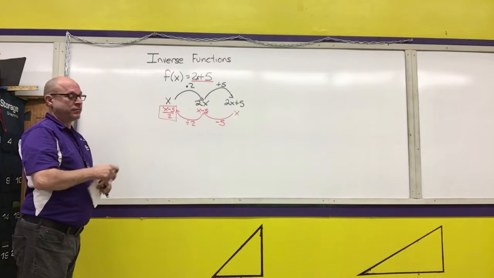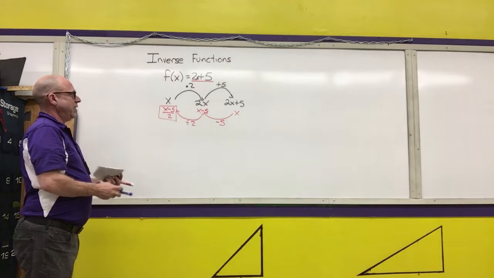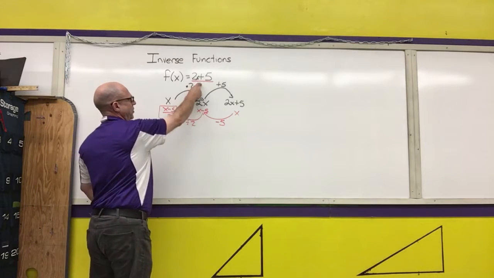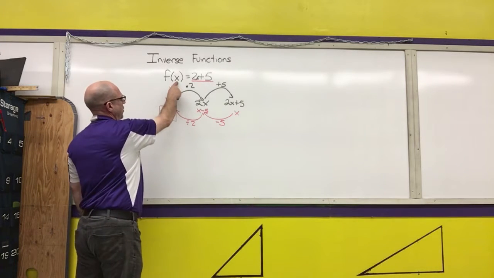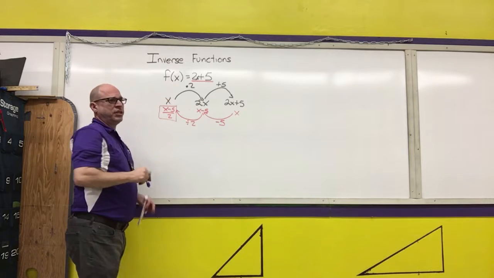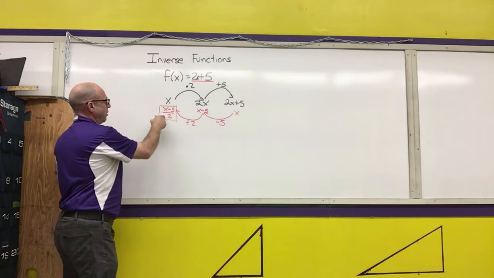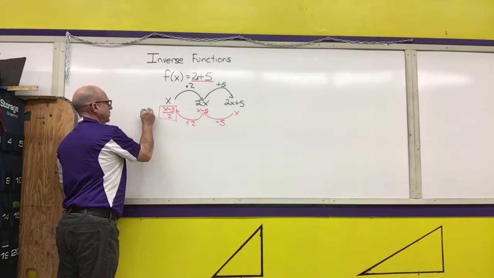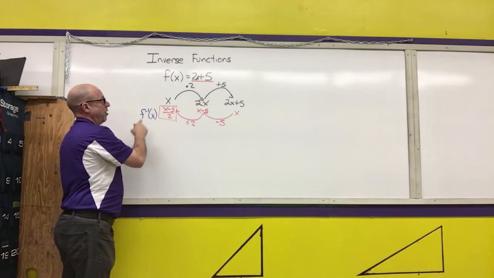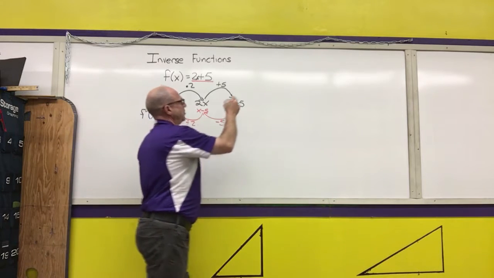So if 2x plus 5 is my function, informally, x minus 5 over 2 would be my inverse function. The way that you verify that this is in fact the inverse of that function is you compose this function with this function in both directions. So I'm going to call this f inverse of x, and now I'm going to compose f with f inverse of x.